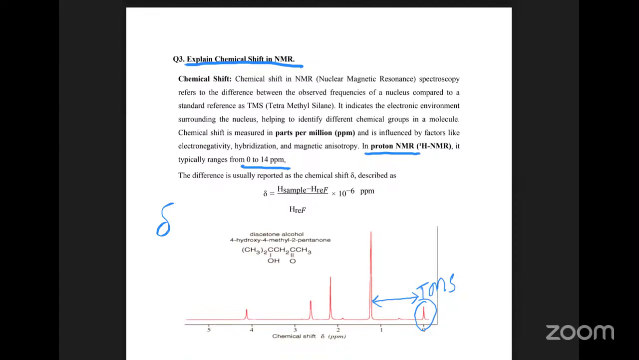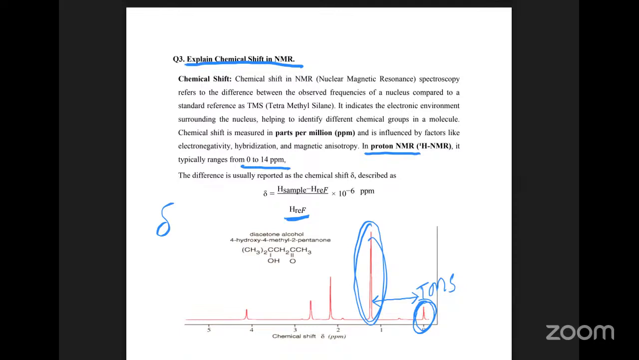Now, how to calculate this chemical shift? The simple formula is given here, and we are going to talk about that. This is the sample frequency minus reference frequency. That means the frequency of the reference and the frequency of your sample. If you take the difference of these two, divide by the reference, that is your instrumental frequency, into 10 to the power 6, that gives you the del value.